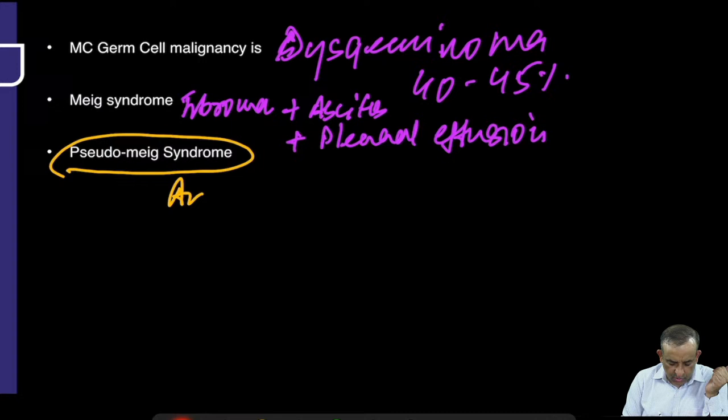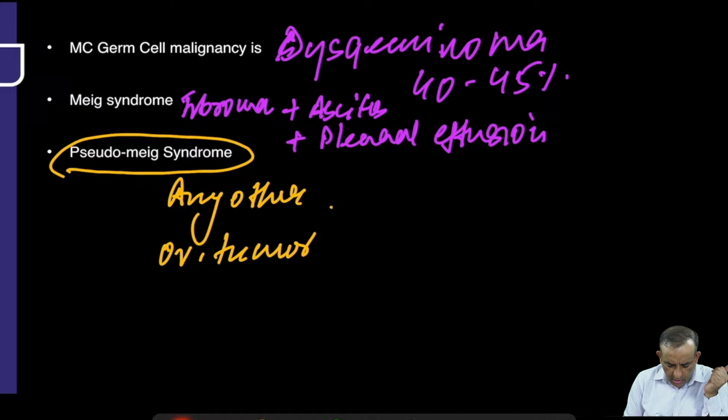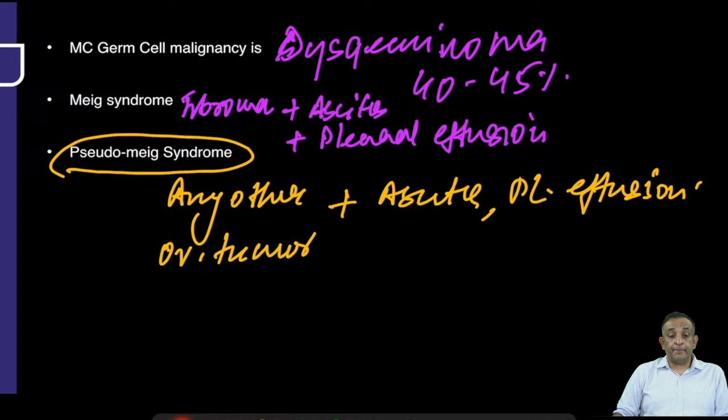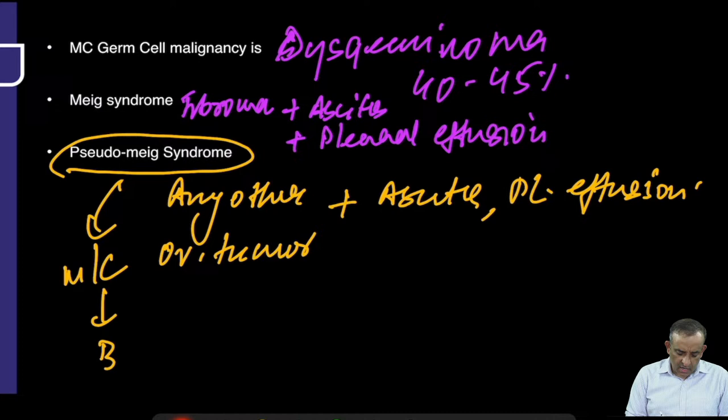Any other ovarian tumor plus ascites and pleural effusion. So any other ovarian tumor with ascites and pleural effusion is known as the pseudo-Meigs syndrome. And the most common cause of pseudo-Meigs syndrome, most commonly it is the Brenner tumor.